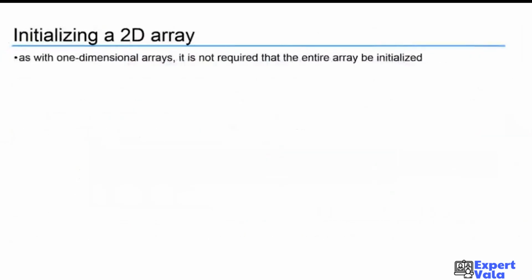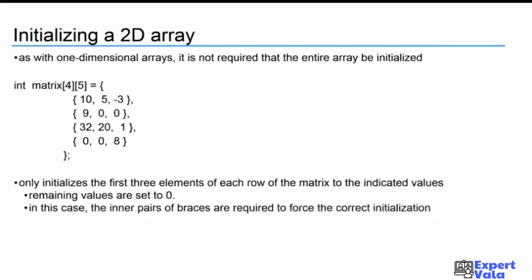As with a one-dimensional array, it's not required to have the entire array be initialized. So you can just initialize certain areas. So in this example, we are creating a two-dimensional array with 4 rows and 5 columns. We are only initializing the first 3 elements of each row. So row 1, column 1 is 10, row 1, column 2 is 5, and row 1, column 3 is a negative 3, and the same for the second row, and so forth. The ones that we didn't set are automatically set to 0 because we left them out.